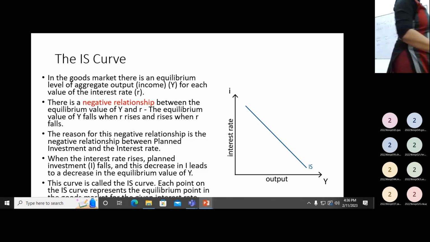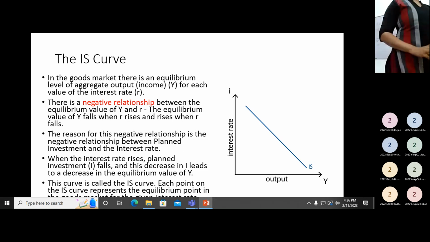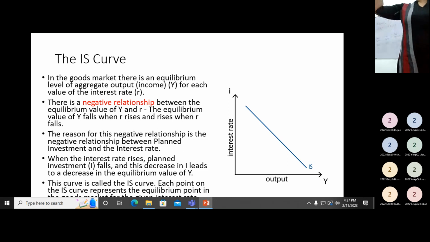So first, let's look at the IS curve. In the ISLM model there is a curve called the IS curve and another curve called the LM curve. So there are two curves. And we will now discuss how we derive these two curves and how we bring them together, right?